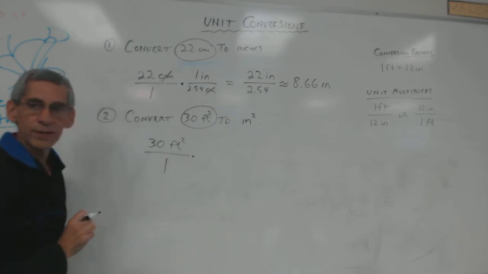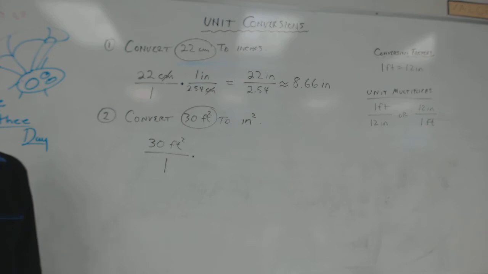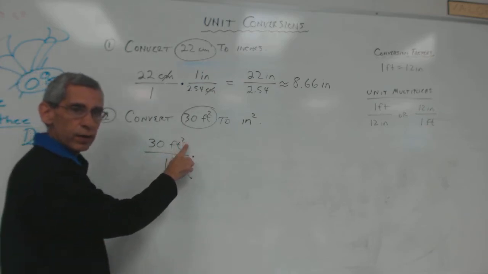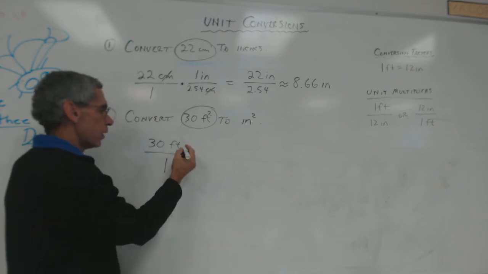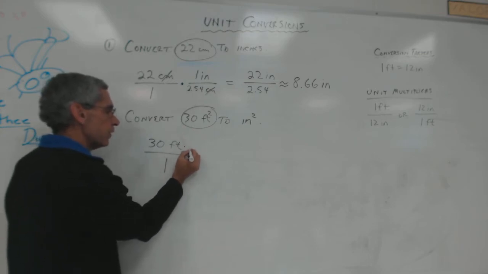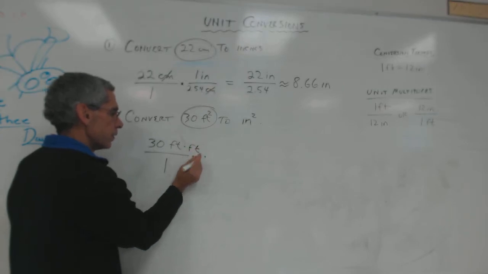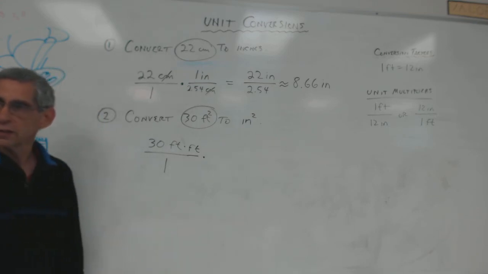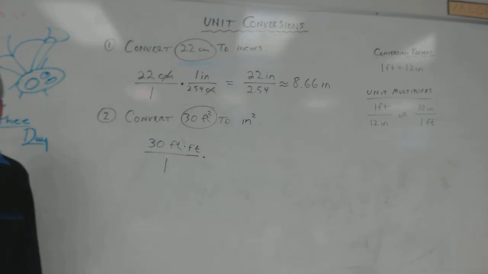Oh, and I meant to say one other thing. Sorry, I screwed up on one thing. Don't ever write feet squared. What is feet squared? It's feet times feet. So I recommend, don't put feet squared, put feet times feet. Does that make sense? You know that's what a squared means. Feet squared is just feet times feet. That's why it's feet squared.